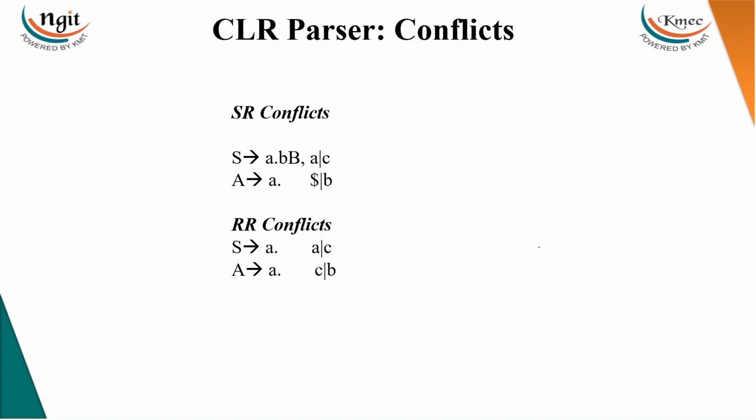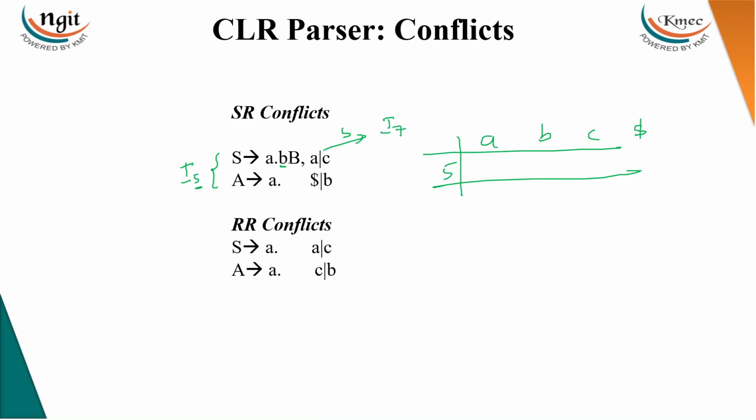In CLR(1) also there is a possibility of conflicts. Let's take this as I5. In the fifth row we have A, B, C, dollar, assume that. This is a shift on B. By reading B we are going to I7, so in I5 on reading B we have to perform S7, you can write S7 here. And as it is a complete item, you have to perform the reduce on dollar and B. Assume this is Rx to be performed on dollar and B. See, we got a shift-reduce conflict.